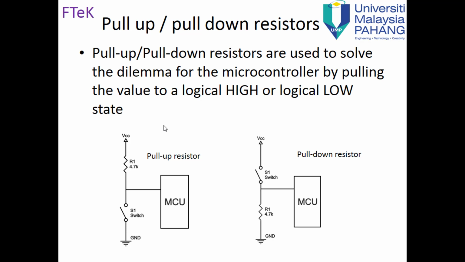Pull up and pull down resistors are used to solve this dilemma for the microcontroller by pulling the value to a logical high or logical low state. So this is a pull up resistor. Usually the button is connected like this. If we want to give 0, we just push the button. So now the pin is grounded and the voltage here is 0. If we release the button, it's not connected, so now it's 1. For pull down, it's always 0 unless we push the button. When we push the button, we give voltage here, so the voltage here is 5 volts. Like this, we guarantee with a pull up resistor it's always 5 volts unless we push the button. For a pull down resistor it's always 0 unless we push the button.